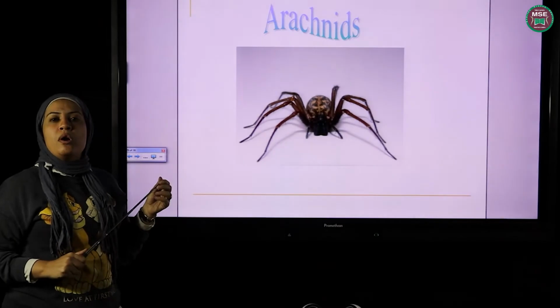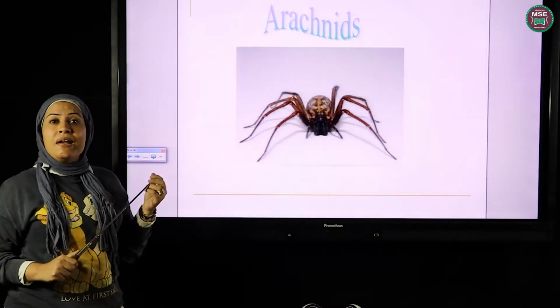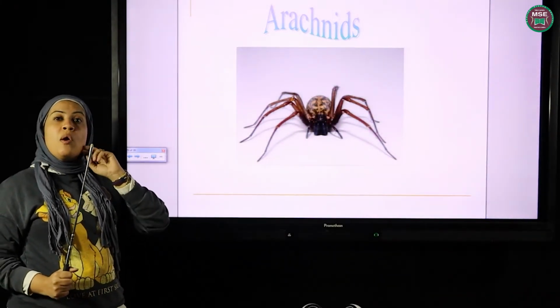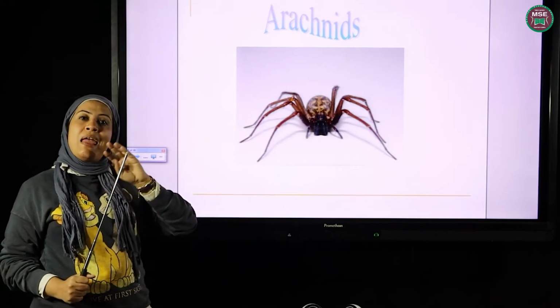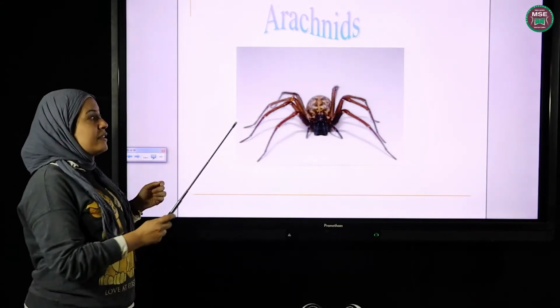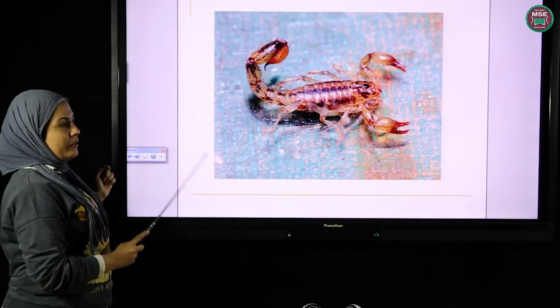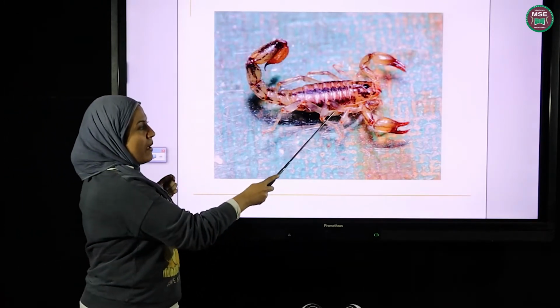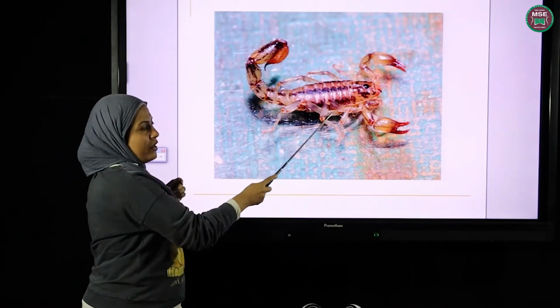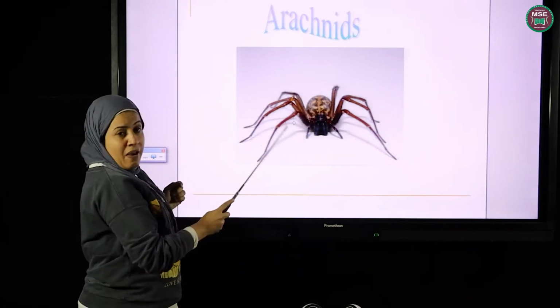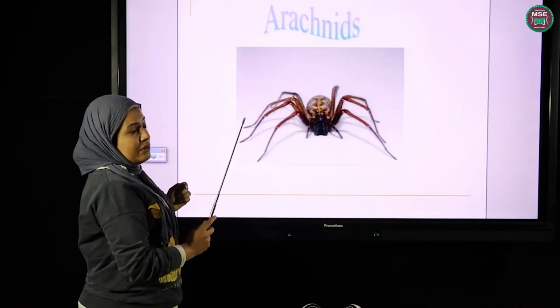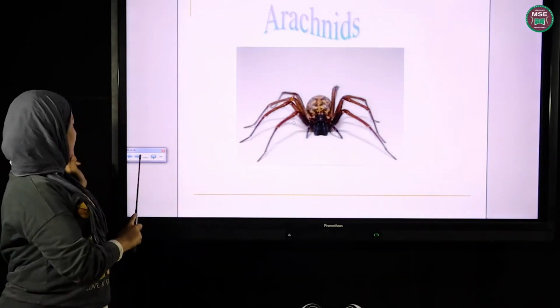Now we will talk about the arachnids. Arachnids have 4 pairs of jointed legs. A pair equals 2 legs. So 4 pairs means they have 8 legs, okay? Like spider and scorpion. They have 4 on the right side and 4 on the left side. So they have 8 legs, okay?